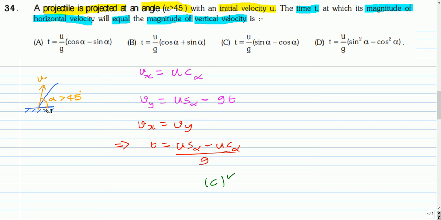So the projectile is projected with an angle alpha greater than 45 degrees. The horizontal component of the velocity at any instant is going to be u cos alpha, which is unchanged because there is no acceleration in the horizontal direction. But in the vertical direction the velocity is u sine alpha minus gt because there is an acceleration downwards. So we have to find the instant when these two are equal. From this we get the value of time as (u sine alpha minus u cos alpha) divided by g. So it is matching with option C.